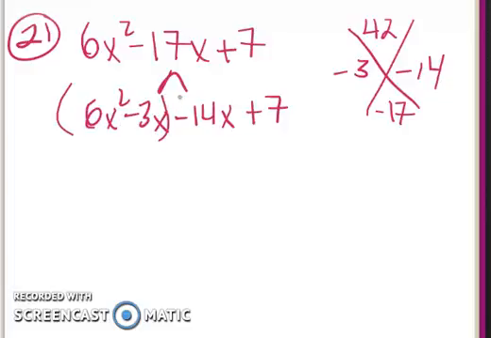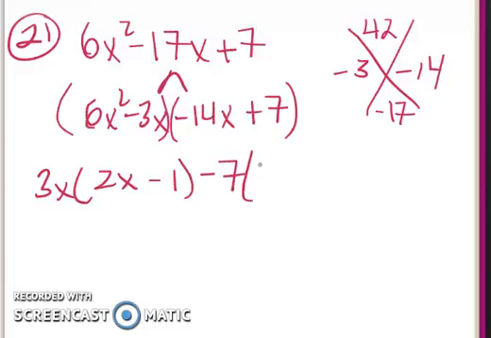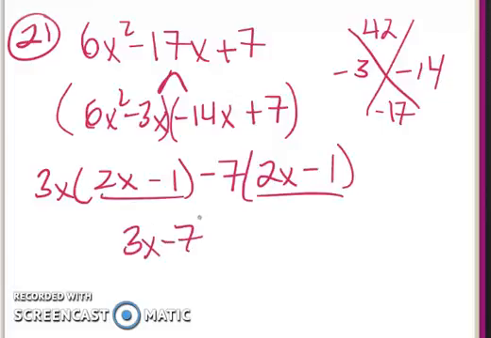Okay? So here we go. Now it's time to factor by grouping. In this first one, I can pull 3x out. That leaves me with 2x minus 1. This one, the negative and the positive are mixed up, so I'm going to actually pull out a negative 7 instead. So I get a positive 2x and a negative 1. They look the same. We get 3x minus 7 and 2x minus 1.